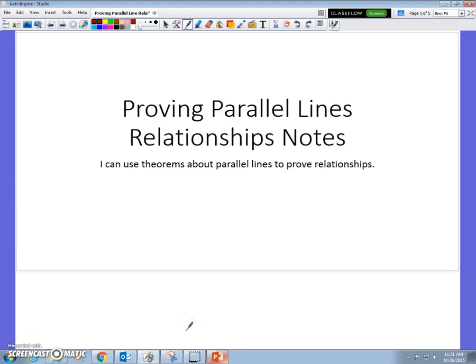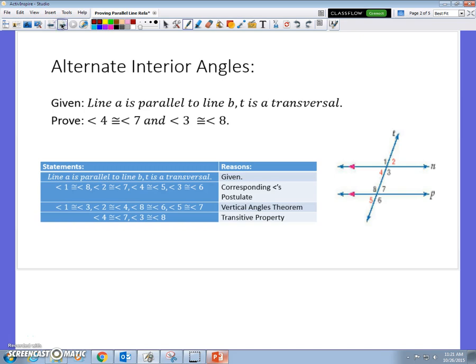Alright, this is Mr. Gillum, and today we're going to start proving parallel lines relationships. We're going to use the theorems and their converses in our proofs that we learned from truth tables. But the first type of proof I want to do has to do with proving alternate interior angles and why it works.